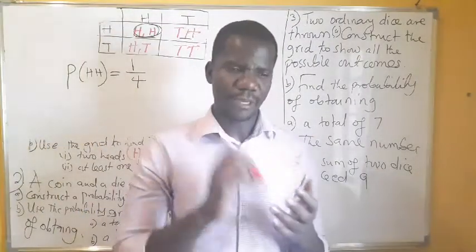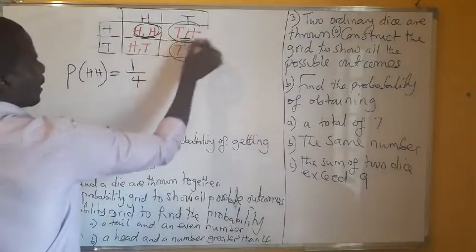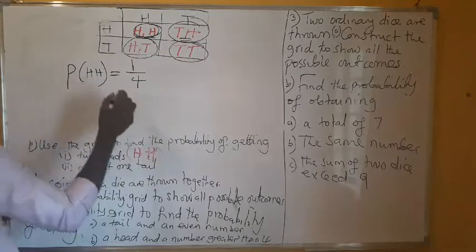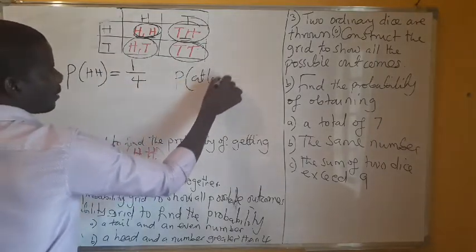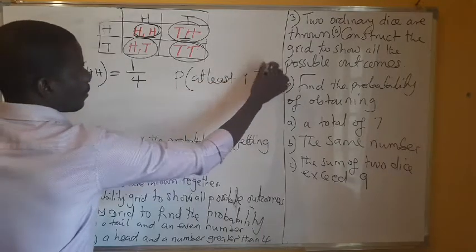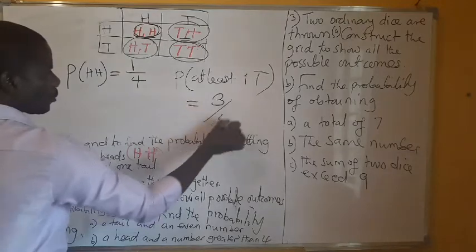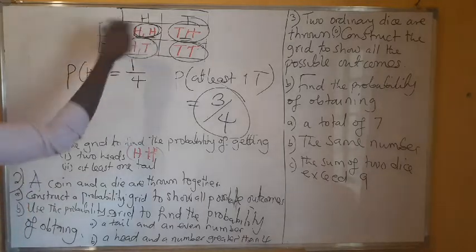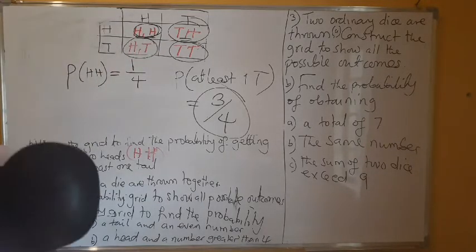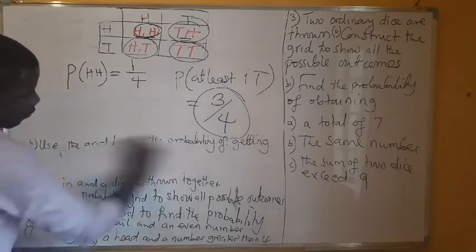We should have a tail. At least 1 tail. So here we have a tail, we have a tail, we have a tail here. So the probability of having at least 1 tail is equal to, we have 3 of them, 3 over the total, which is 3 over 4. Only this one does not qualify. That answers our question in full.